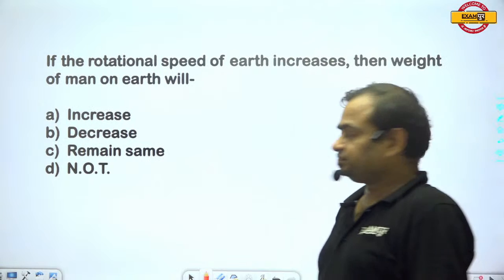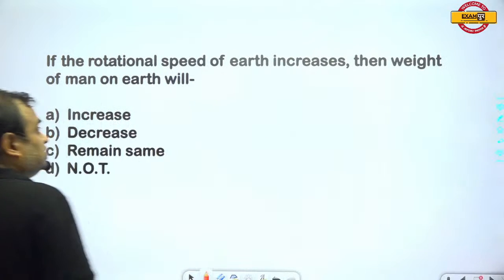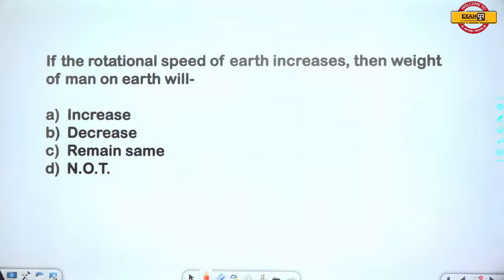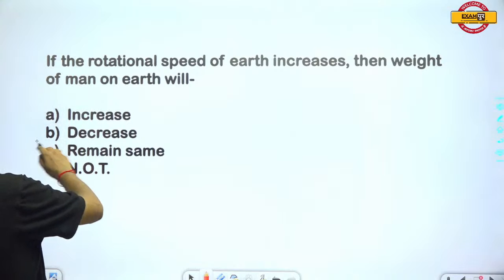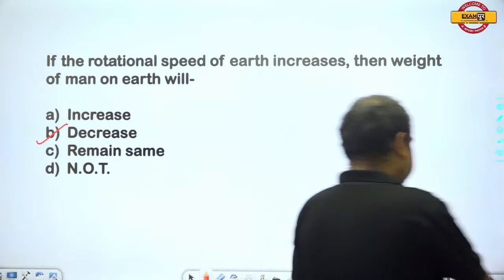So if the rotational speed of earth increases, then the weight of the man will decrease. Obviously B part will be the correct answer.